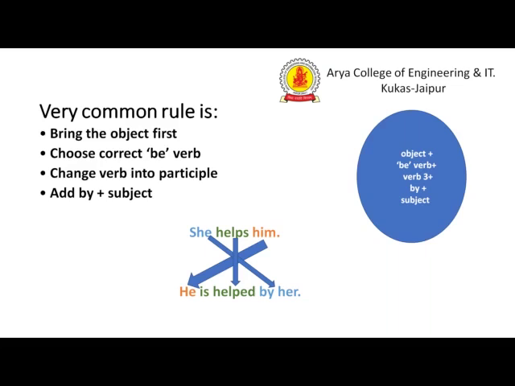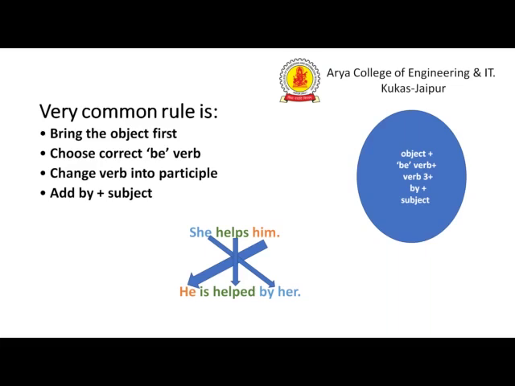Second, choose the correct be verb. That means, depending on whether the sentence is present or past, and also the verb we are using, we have to use it in a synchronized way. Firstly, the object becomes the subject and the subject becomes the object. So here the conversion rule: the object becomes the subject, after that we use the be form, and after the be form we change the verb into the participle, and after that add by plus the subject.